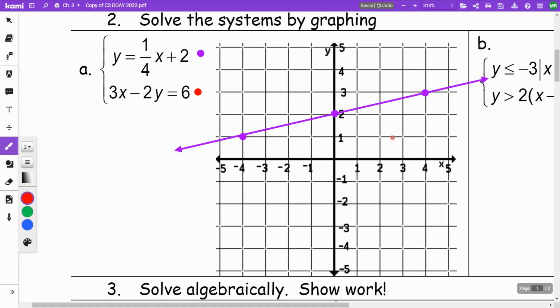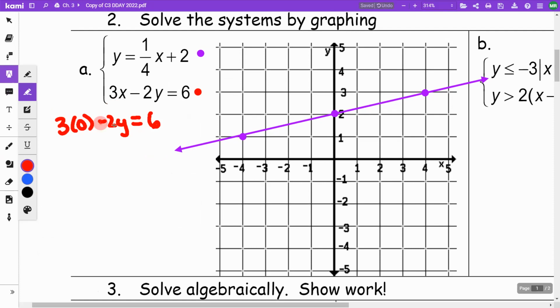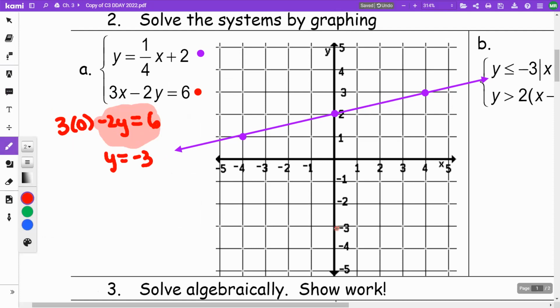So when we're doing this, I'm going to put 0 in for my X. And when I do that, you'll notice that this term here is going to become a 0. And I am going to be left with negative 2y is equal to 6. And so when I solve that, I'm going to get y is equal to negative 3. So I'm going to have a point at negative 3. That is my y-intercept.